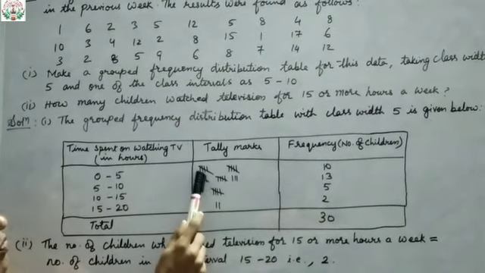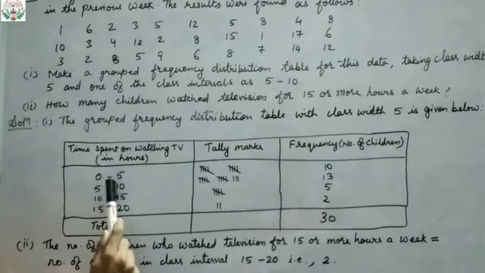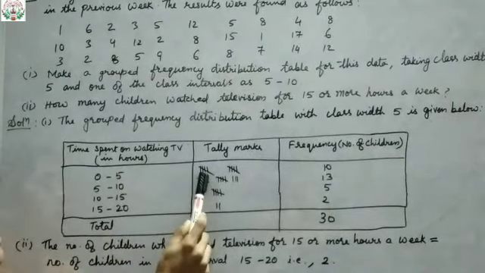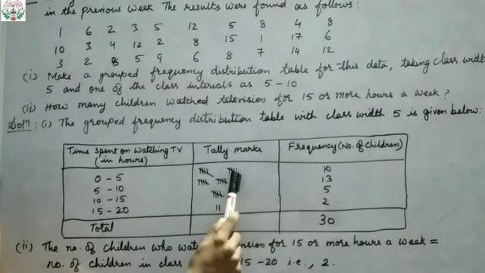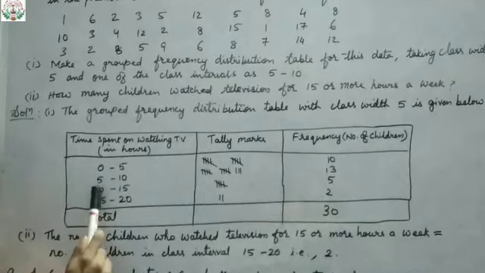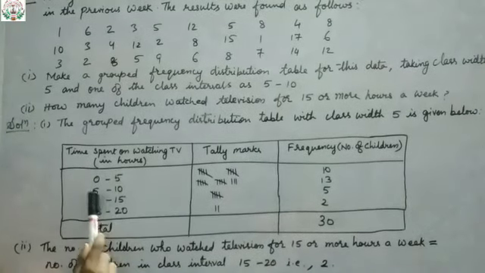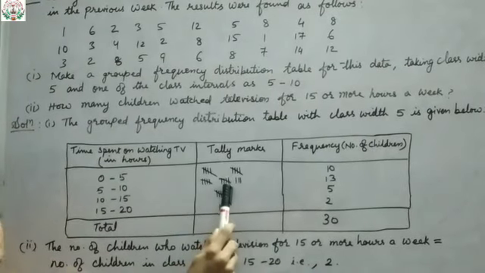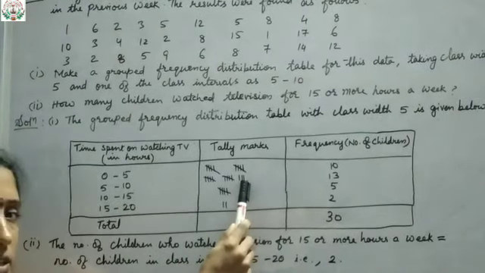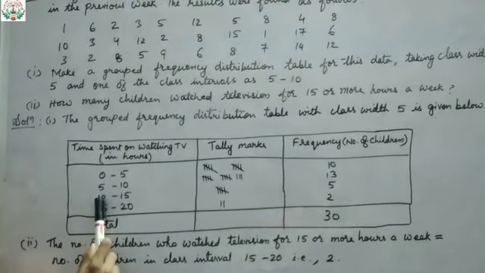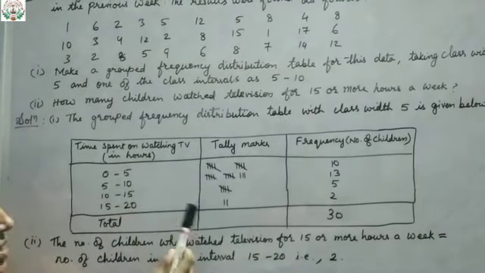So here 5 plus 5 means how many children are watching television between 0 to 5 hours? That is 5 and 5. 5 plus 5 will be 10. So 10 children are there. Then how many children are watching television between 5 to 10 hours? That is 5 plus 5, 10 plus 3, 13. So 13 frequency.